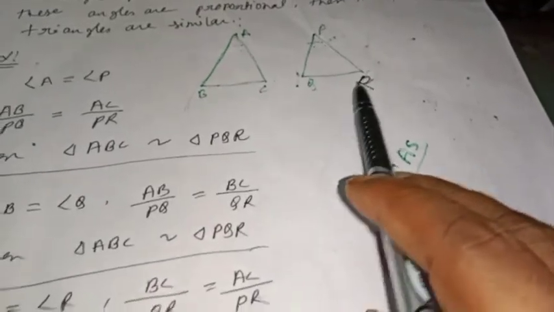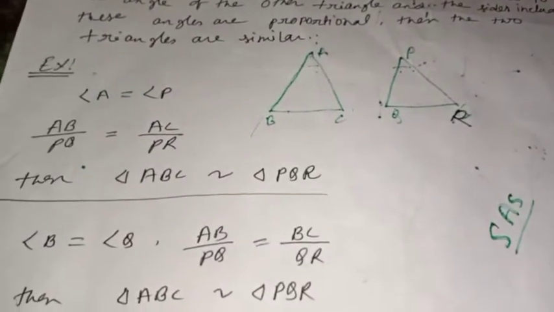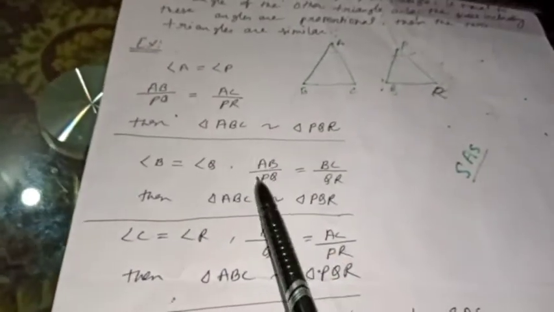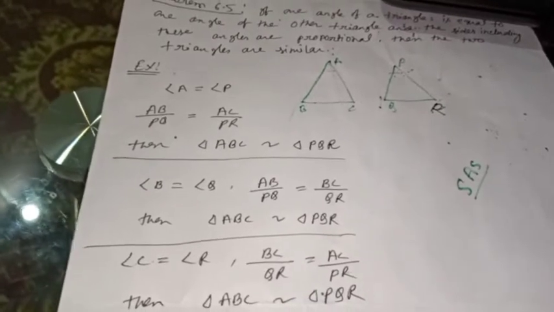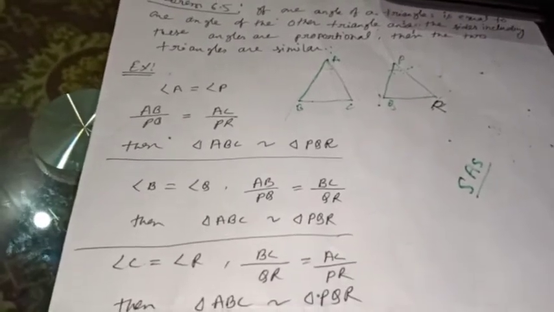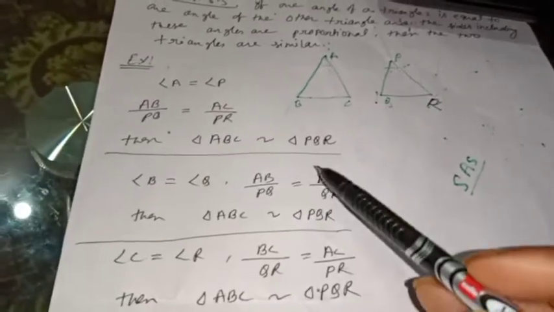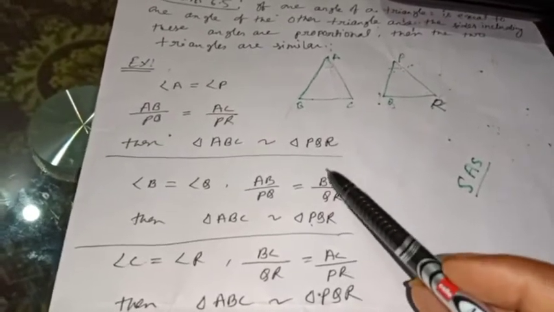Or if you are getting angle C is equal to angle R, then you can write what? Angle C is equal to angle R, then BC by QR, AC by PR. Understood? This means there are three conditions I wrote. If any one condition is maintained, then you can say that these two triangles are similar. Understood? No need to maintain all three.